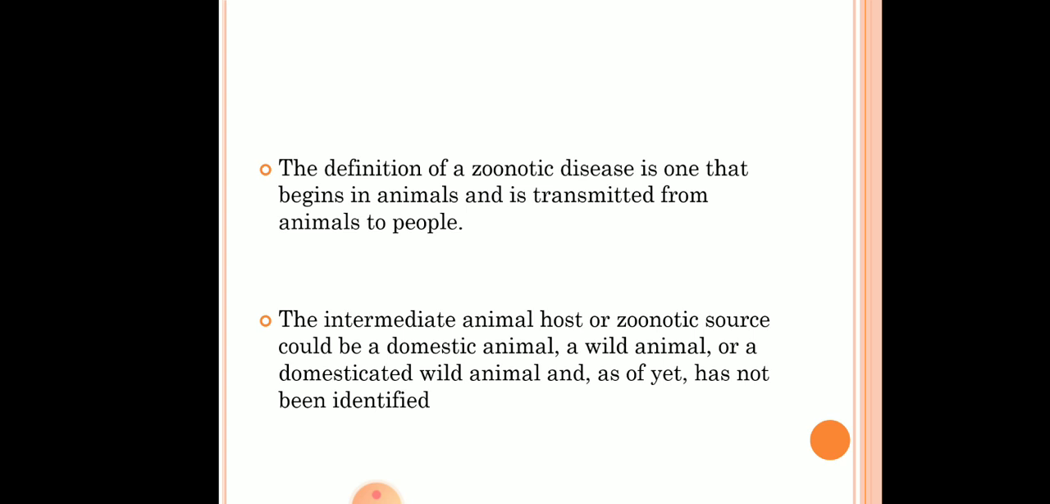The intermediate animal host or zoonotic source could be a domestic animal, a wild animal, or a domesticated wild animal. We do not know for certain which actually is the zoonotic source. It can be a wild animal or a domesticated animal, or it can be a domesticated wild animal.